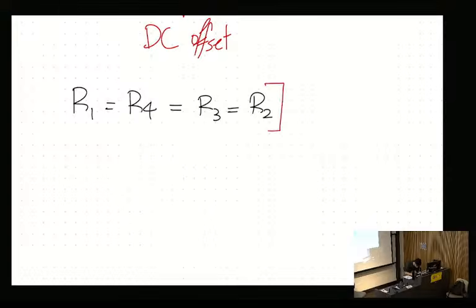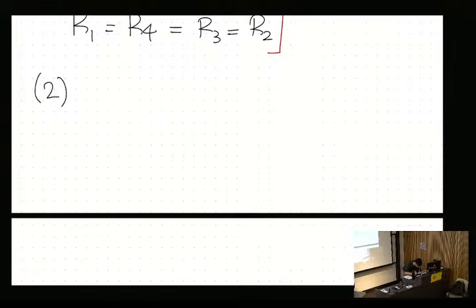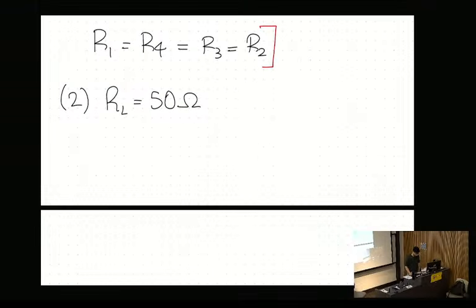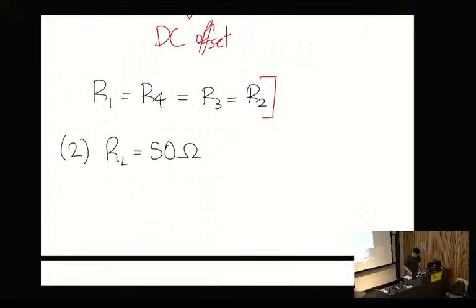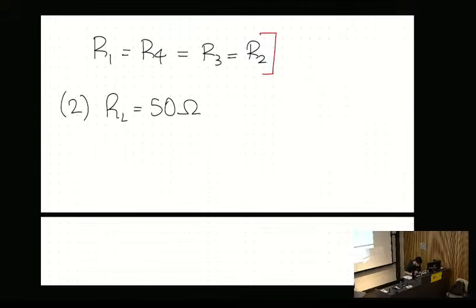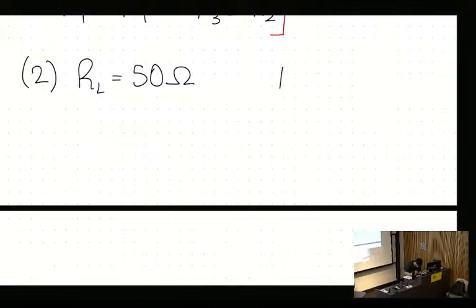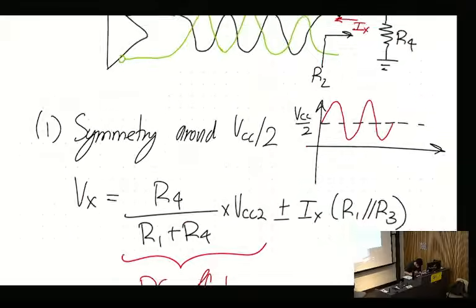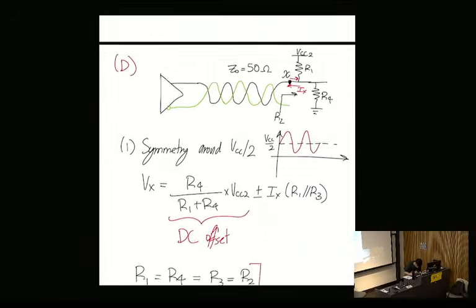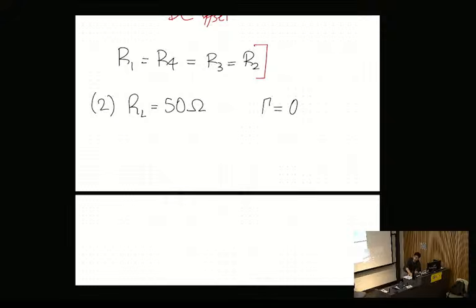Done. Now the third condition, sorry, I've only looked at the first one. So the second condition is that RL must be 50 ohms. Right? How can I enforce RL equals 50 ohms? Exactly. What it means by no reflections is that the reflection coefficient is 0. So it's not too important, but effectively, what was it? Sorry, say it again. What did you say?